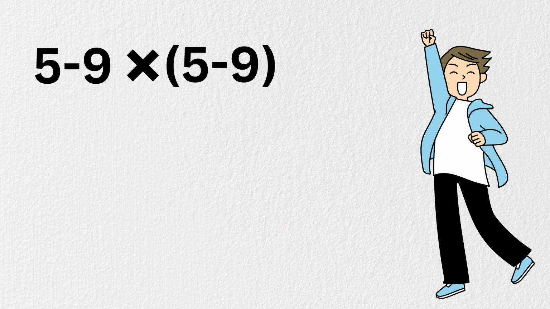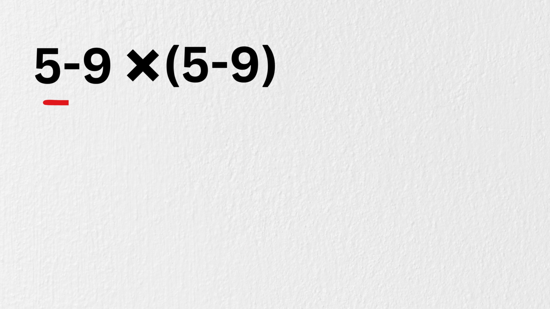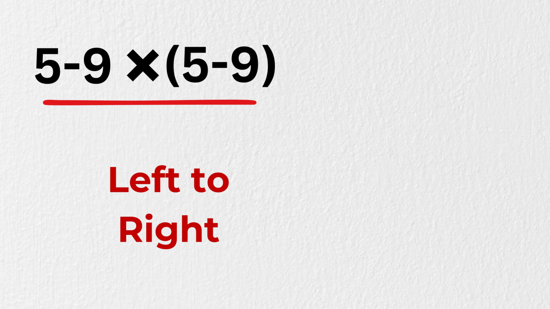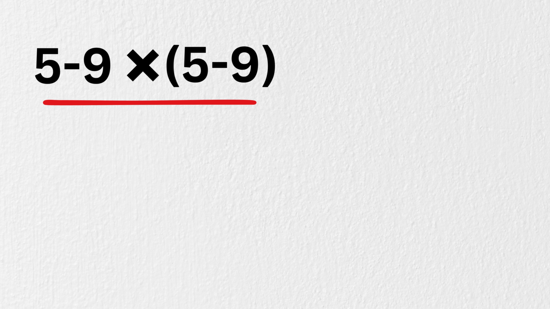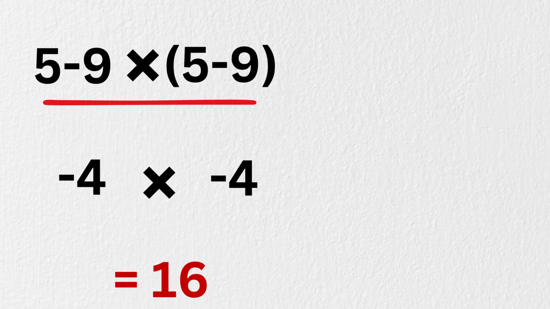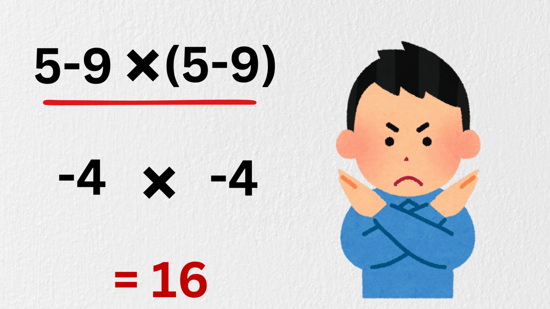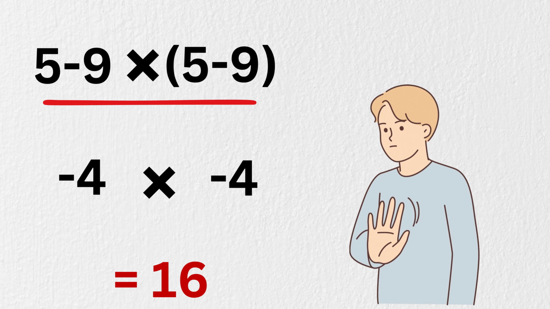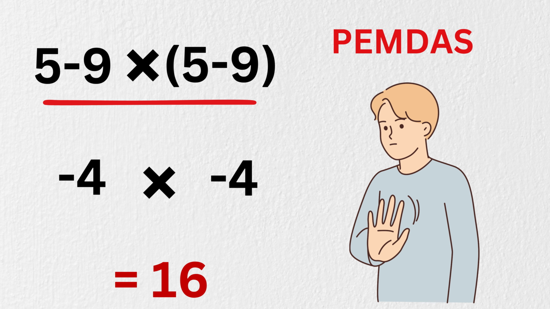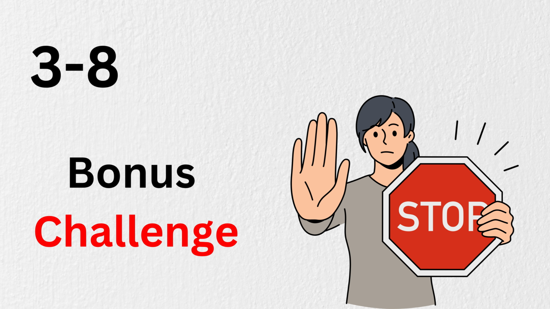But here's the catch. Most people make a really common mistake. They go left to right. 5 minus 9 equals minus 4, then they do minus 4 times minus 4, which equals 16. That's a completely wrong answer, and it shows up all the time, just because they ignored PEMDAS.